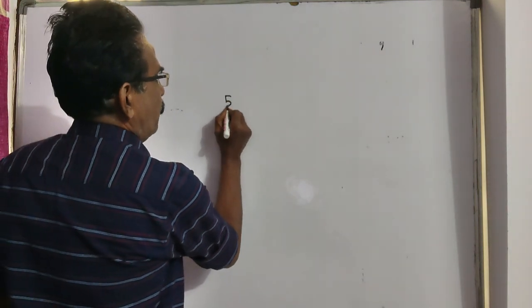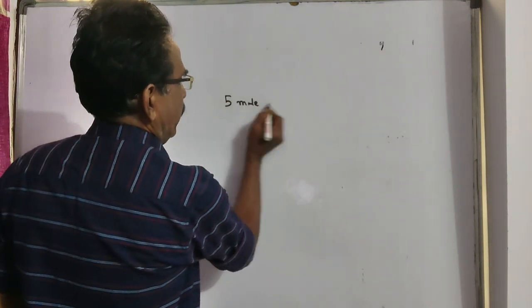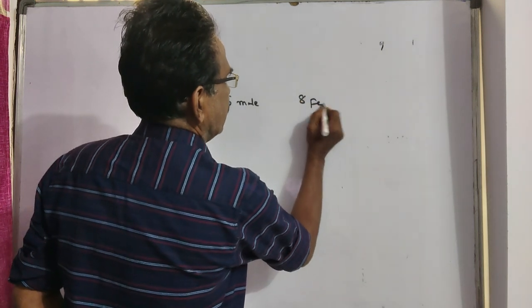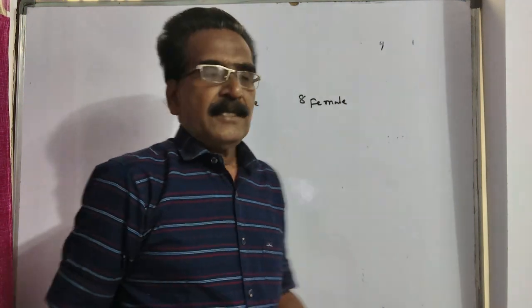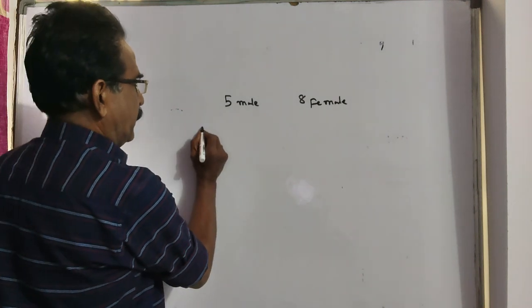See, Gopi buys a fish from a shop, from his aquarium. The shopkeeper takes out one fish at random from a tank containing 5 male fish and 8 female fish. What is the probability that the fish taken out is a male fish? So we want the probability of getting a male fish.